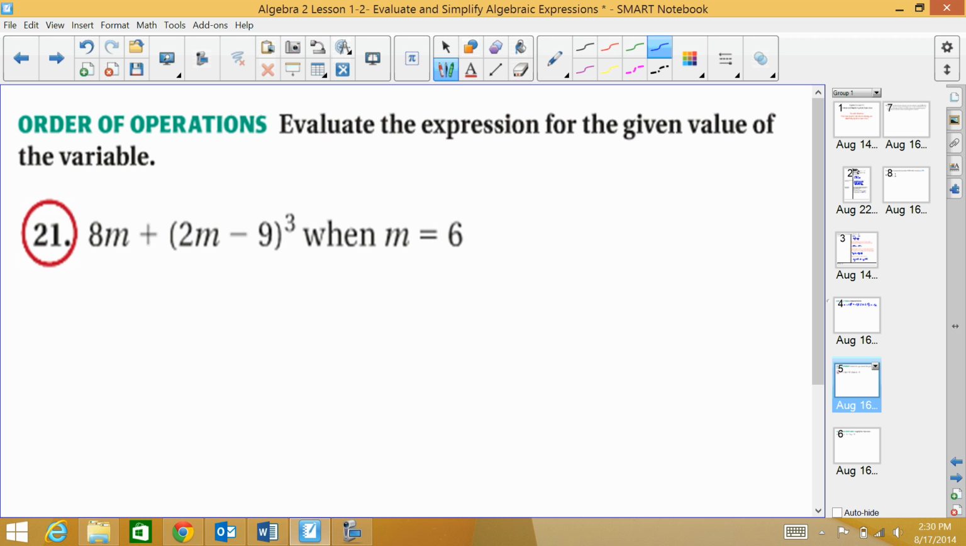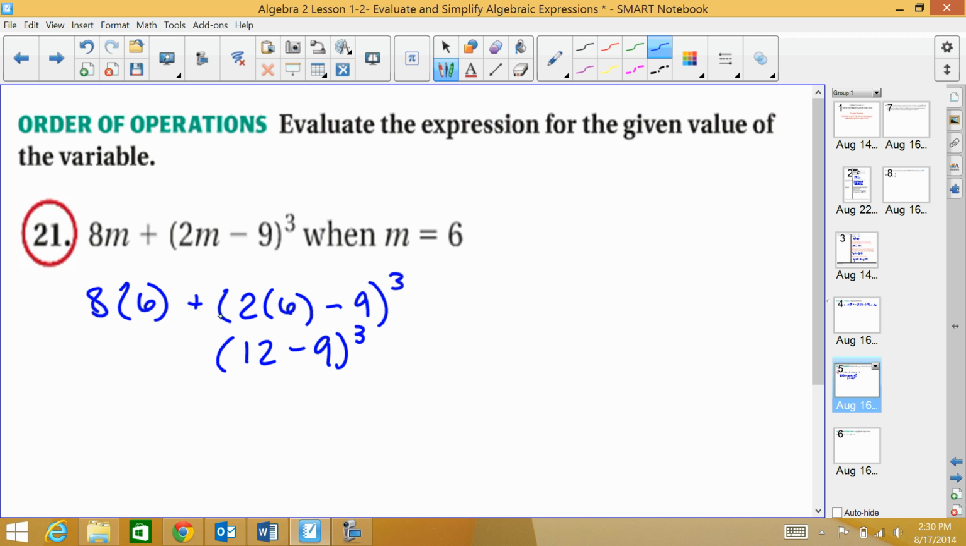So we're going to plug in m equals 6 first. And remember, anytime we plug in a value, we want to use parentheses. So every place that I see an m, I'm going to use parentheses. All right, and then we need to do parentheses and then exponents. So since this set of parentheses is right here, we need to do that first. So within here, though, we have to do 2 times 6 first, which is 12 minus 9 cubed.